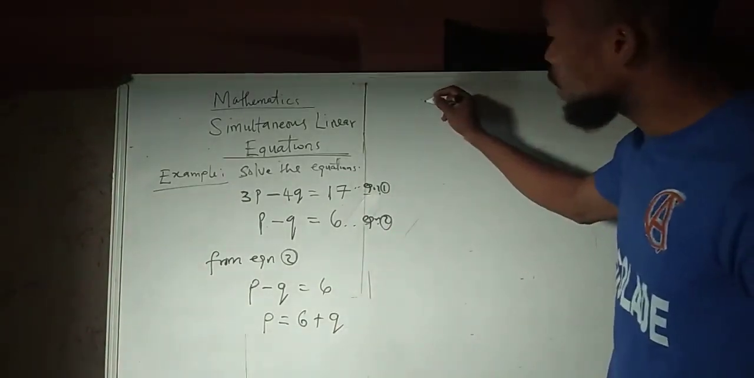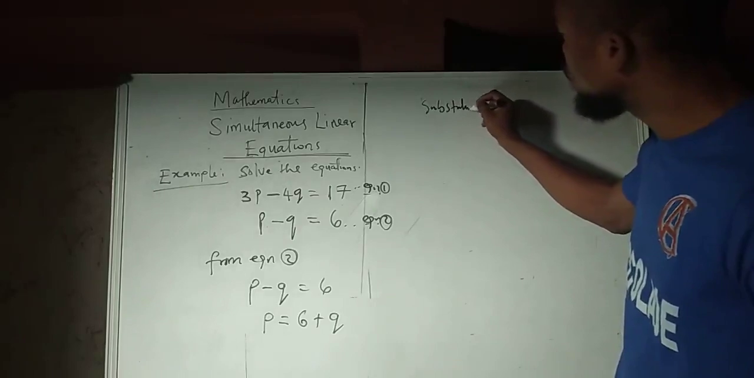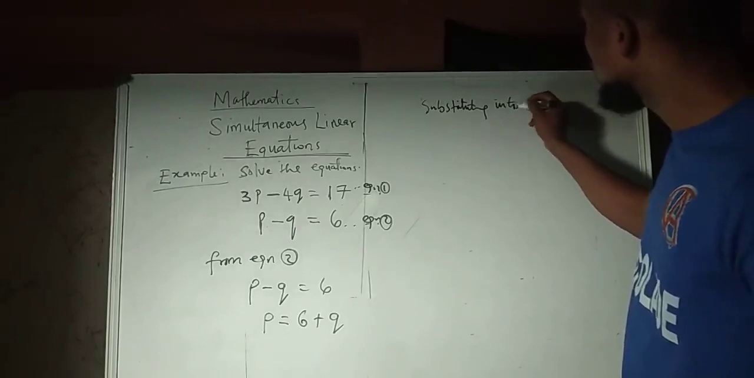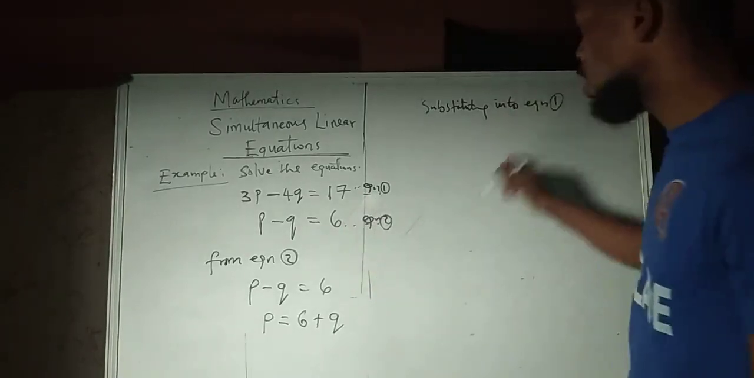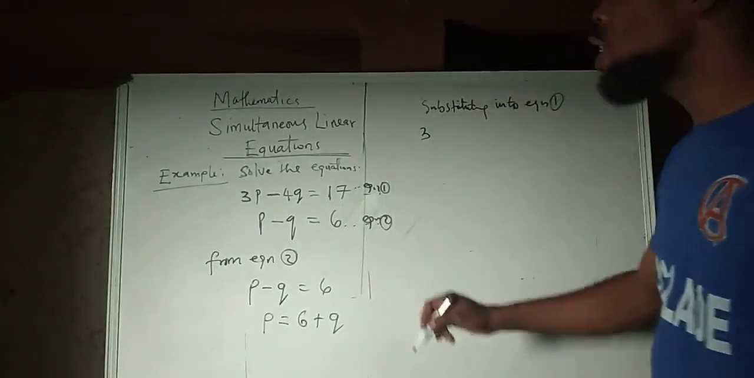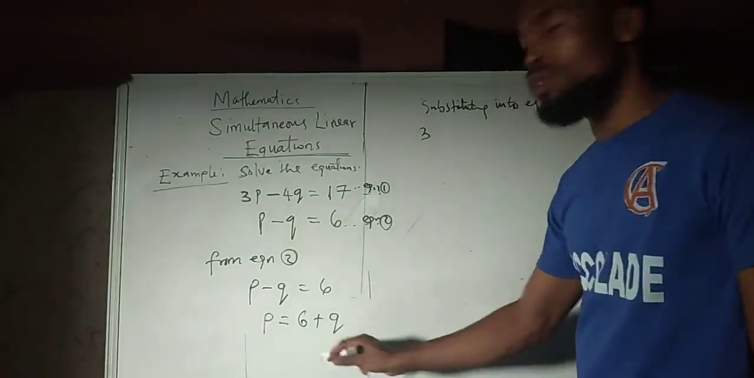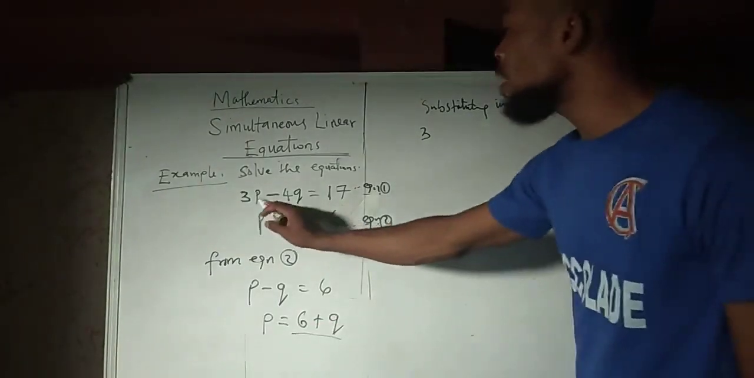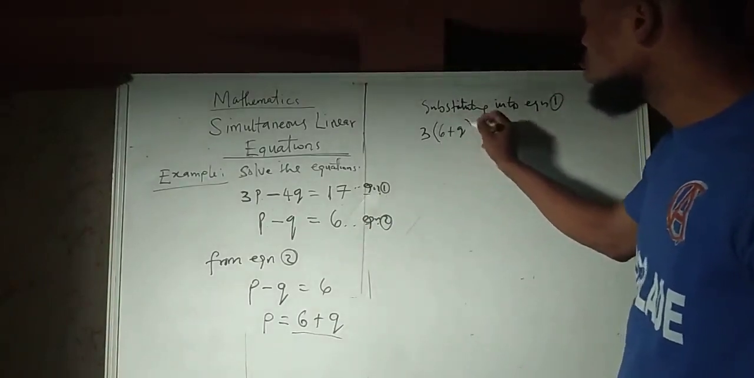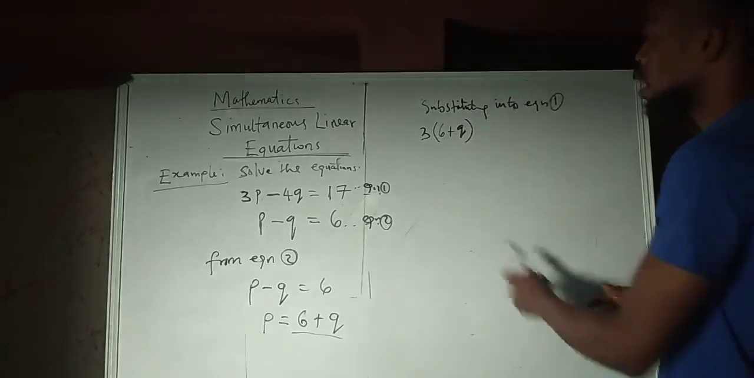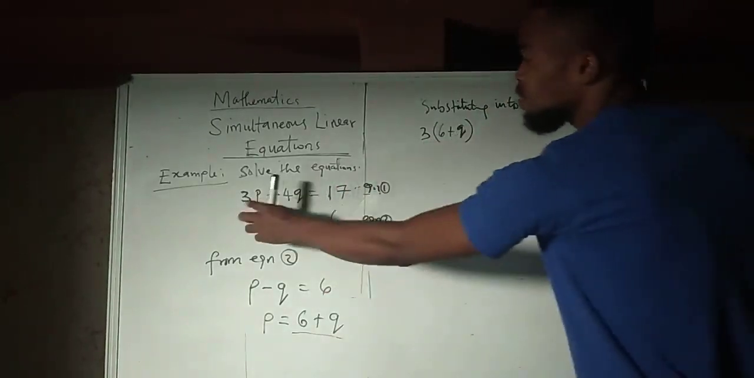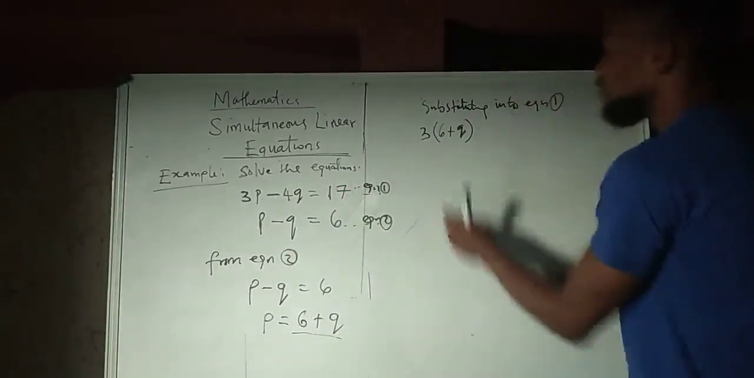So substituting into equation 1. Remember, P is 6 plus Q. So anywhere I see P in equation 1, I should replace it with 6 plus Q. So that means that 3P will no longer be 3P, but it will now become 3 into 6 plus Q. I'm using a bracket because it is not one term. P here is 2 terms, and this 3 is multiplying both of them, so I put it in a bracket.